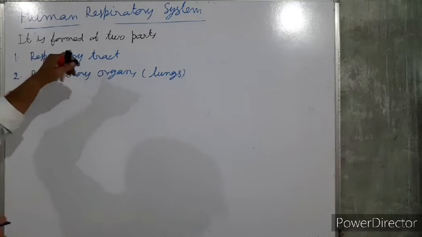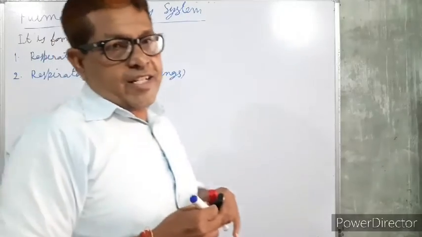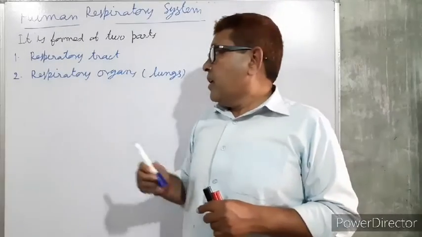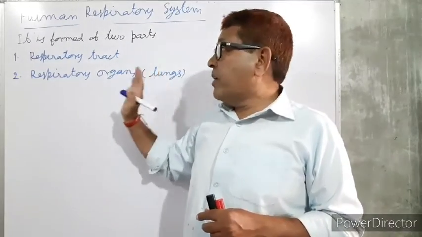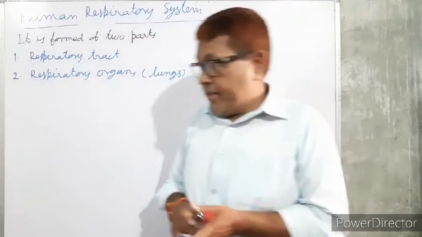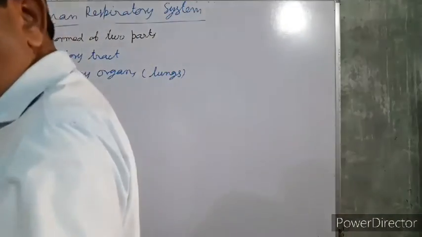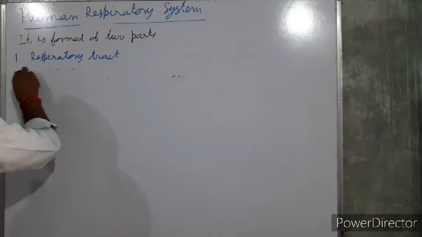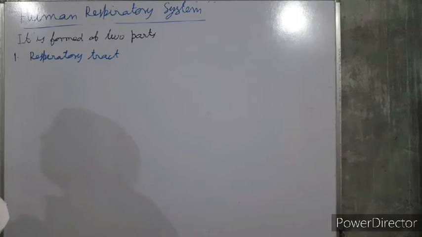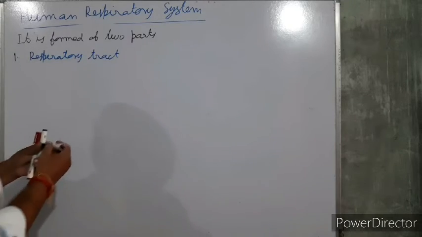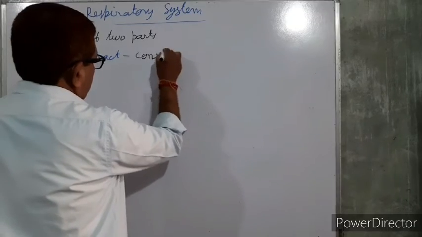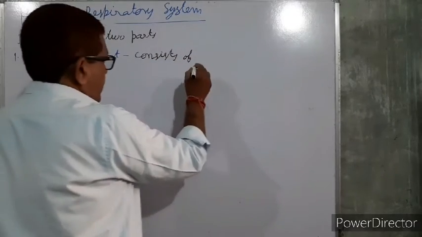First we have to study the respiratory tract. By the respiratory tract, air enters into the respiratory organs like the lungs. We will discuss them one by one. First, the respiratory tract. The respiratory tract consists of the following parts.